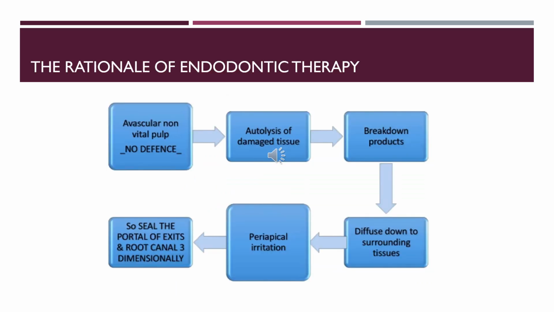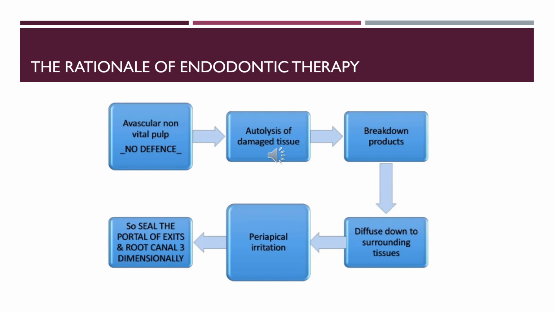In this flowchart, we can understand the rationale of endodontic therapy in an avascular non-vital pulp which has no defense. Firstly, there is autolysis of damaged tissue which can be caused by the bacteria, which causes breakdown products which can lead into the periapical tissue and cause its irritation.